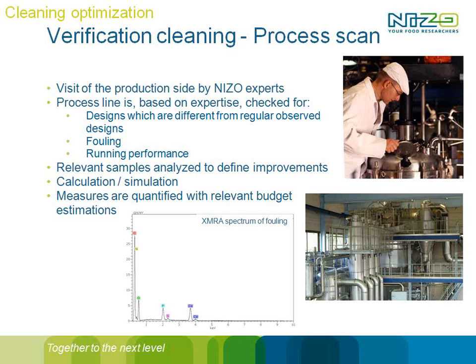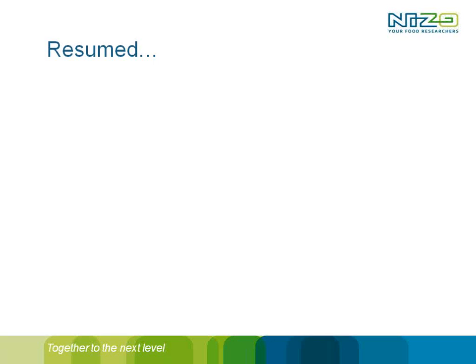Combining this all, you can define measures, quantify them with a relevant budget, and look whether it's doable to improve this CIP process, yes or no. It's always a budget case. You have to invest. You have some savings. Is the savings more than the investment? That's the thing you have to answer.